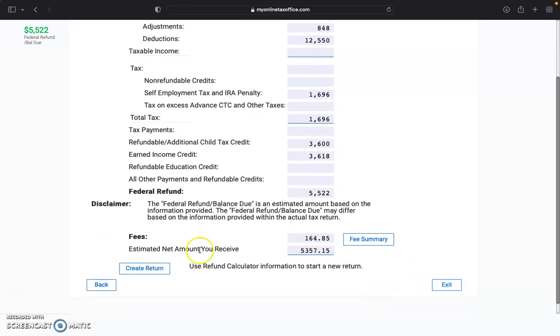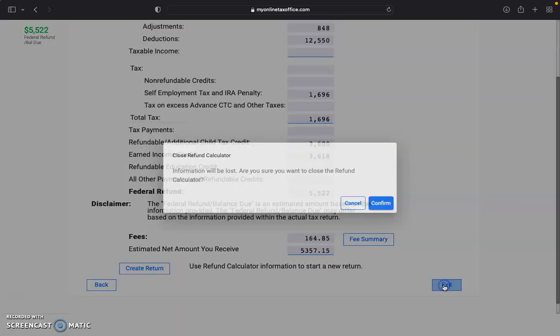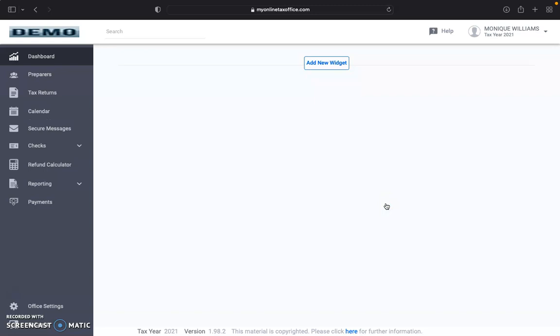All right, so we're going to let them know after fees, they're going to be getting back $5,357.15. Keep in mind these are not the accurate fees. But we went over that in the last video, so I'm just going to keep pushing through so I can do as many estimates as I can with you guys. We're not going to create the tax return. We already talked about how to save it. We're just going to exit out of here, confirm we're going to exit.